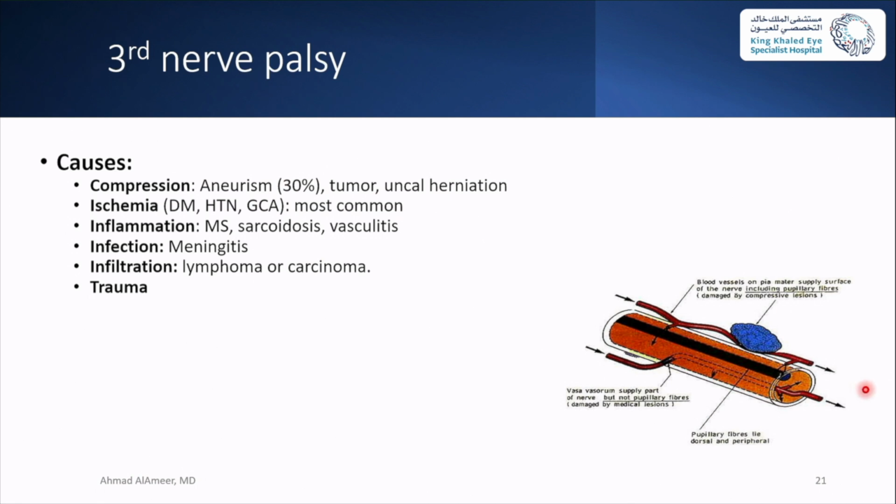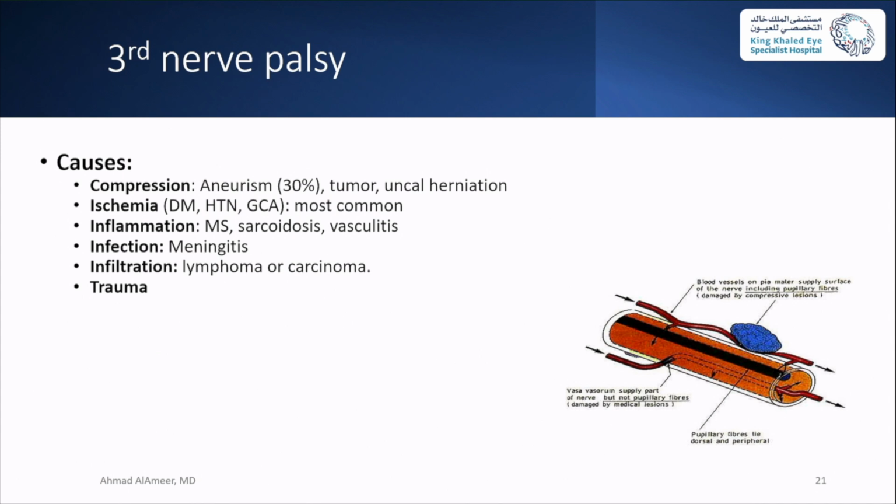However, if you have ischemic damage, the vasa vasorum goes inside the third nerve centrally. So the pupillary fibers, by classical teaching, are preserved. Okay?